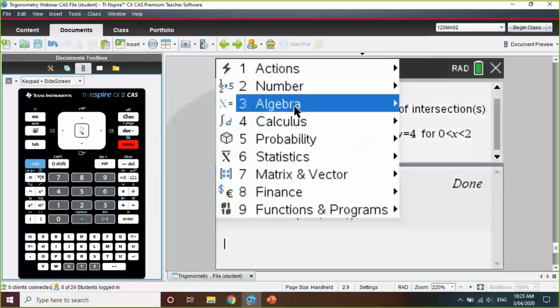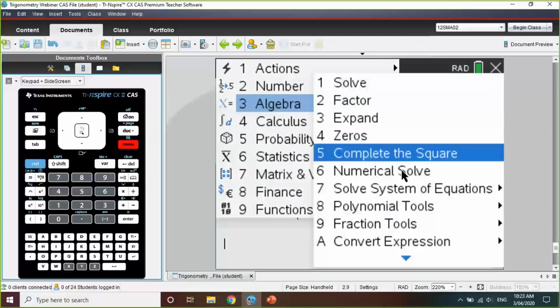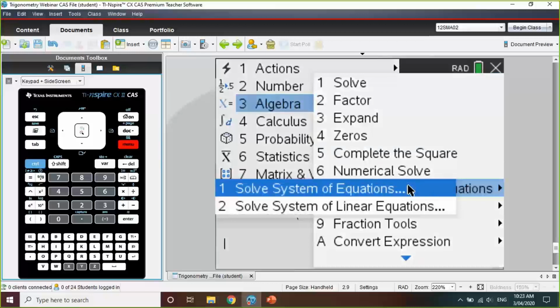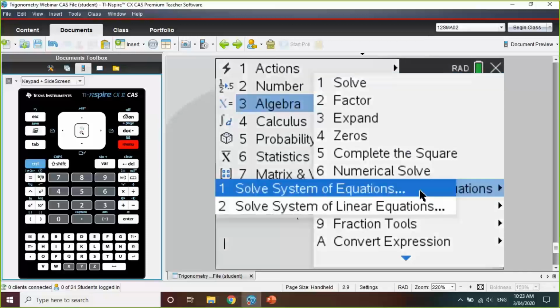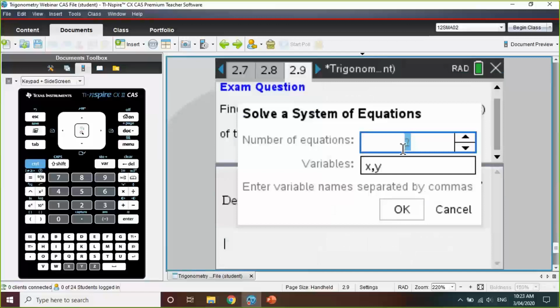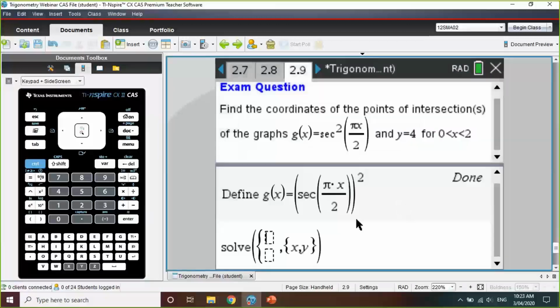I'm actually going to go through a little trick to get our output as coordinates. So what we're going to do is actually, rather than using the solve command to find our x values, we're going to use simultaneous equations, and in particular, systems of equations to do this. And here we go. We've got two equations, two variables, x and y. So just like on paper, we'd be solving sec squared equal to 4 to find our x values. Right? And then once we get our x values, we sub them in to find our y values.